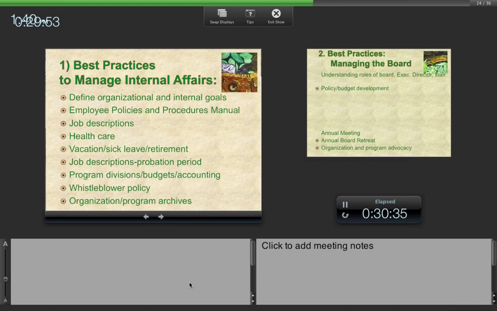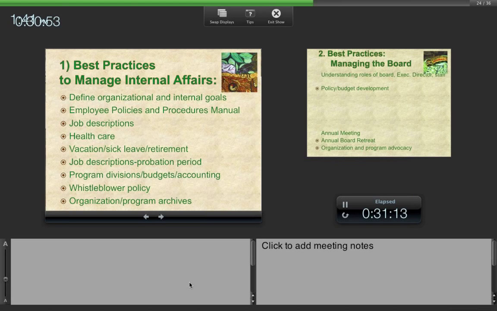And some of those applications that apply to managing internal affairs has been to really define organizational and internal goals. What is our overall organizational goal? And as Danielle mentioned, you certainly can get off path by not really looking at saying no with a capital N and a capital O. And we have been guilty of that, certainly at times.